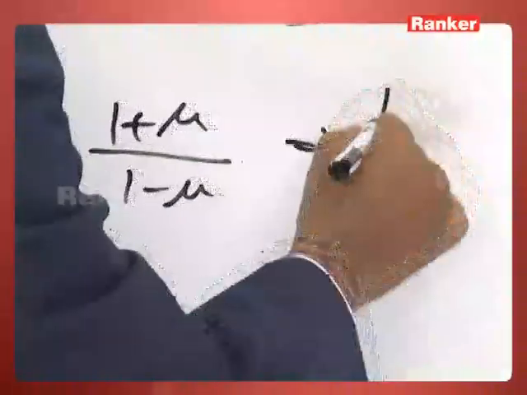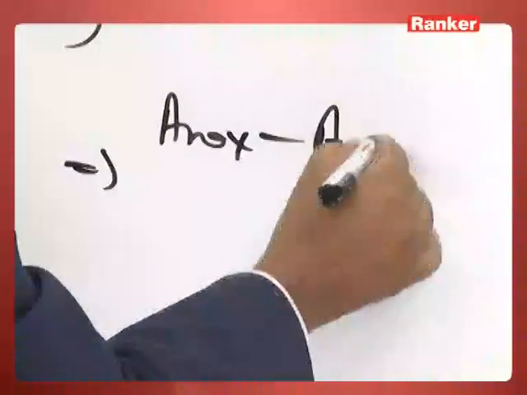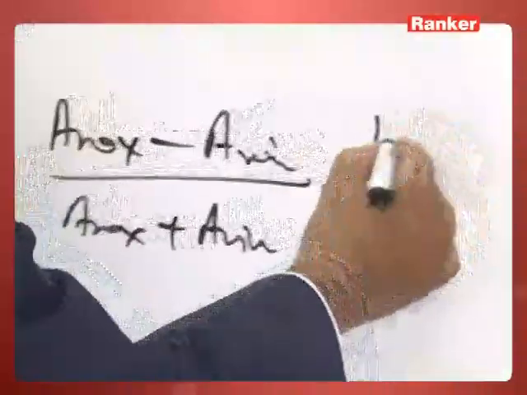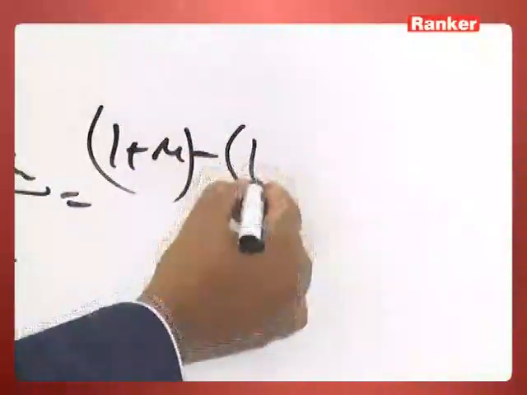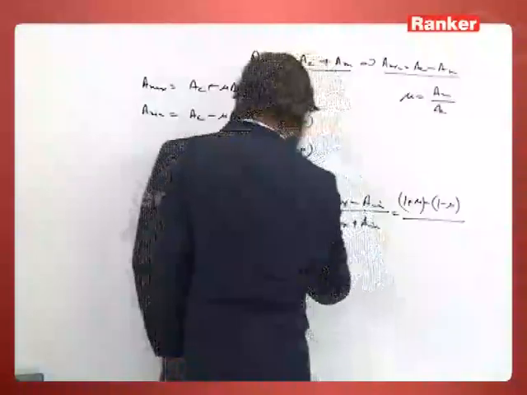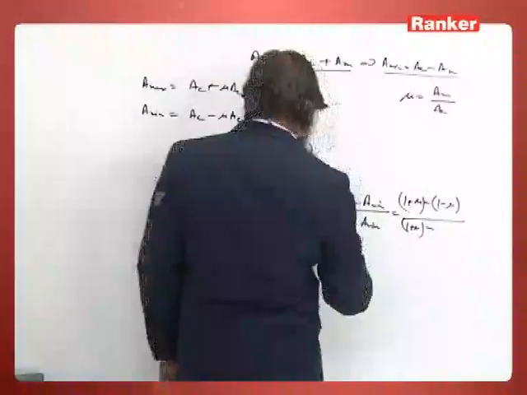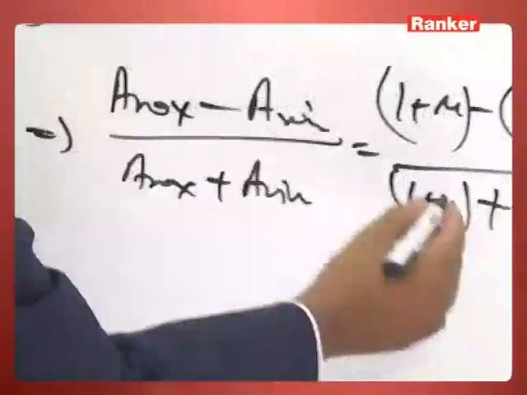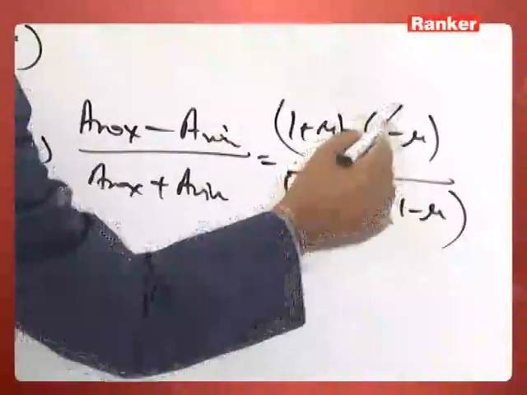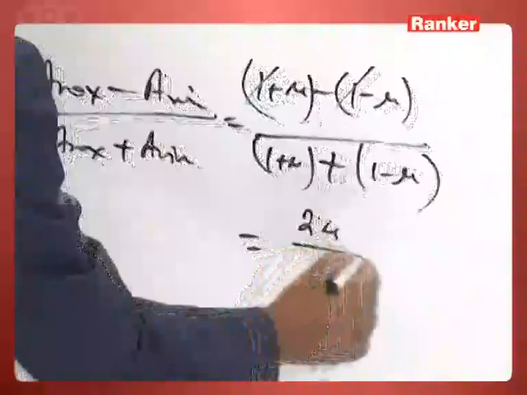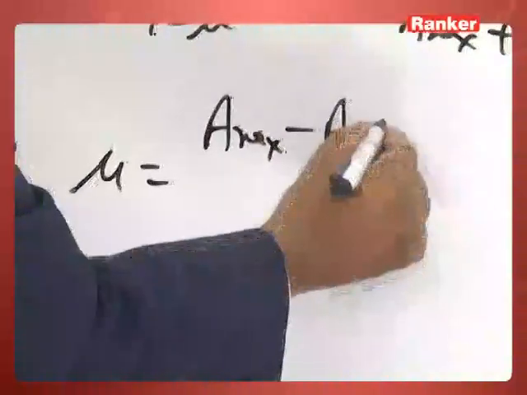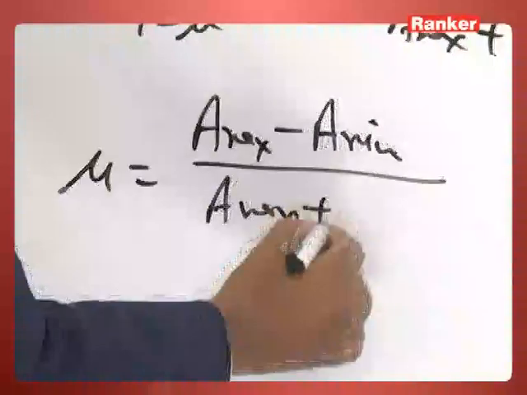So what we do? We take (A max minus A min) by (A max plus A min) using componendo and dividendo. So here we will get (1 plus mu minus 1 minus mu) by (1 plus mu plus 1 minus mu). So this will be equal to, you see here, 1 will cancel, mu plus mu, that is 2 mu, and here the mu will cancel, leaving 2, and so the 2 will cancel. So mu, that is the modulation index, becomes (A max minus A min) by (A max plus A min).